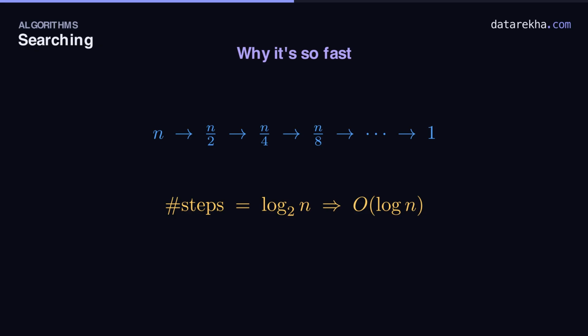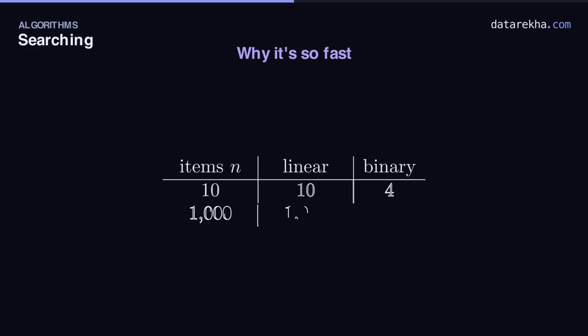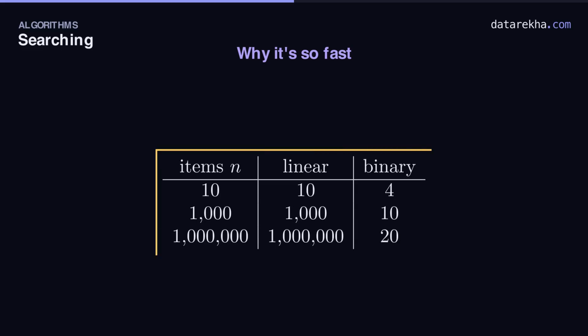And that gap is not small. It is astonishing. Put real numbers on it. For 10 items, linear may need up to 10 checks. Binary, at most 4. For 1,000 items, 1,000 checks versus about 10. And for 1,000,000 items, brace yourself. Linear can take a full million comparisons, while binary needs only about 20. 20. That is the difference between instant and hopeless.